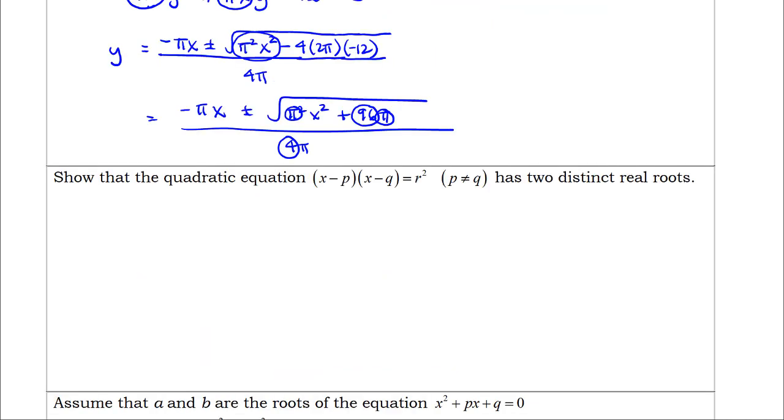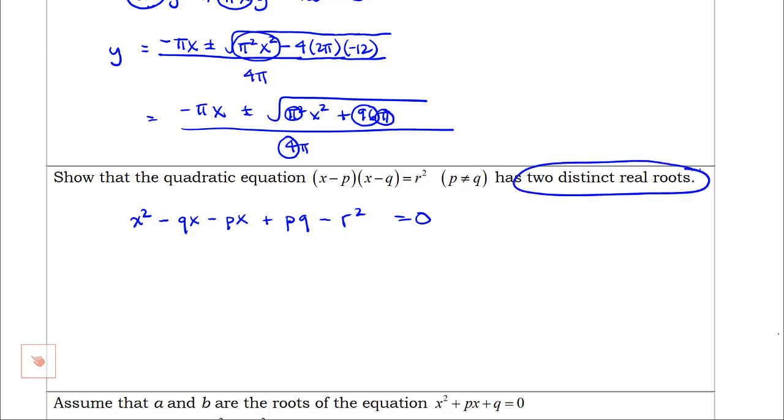So, to talk about discriminant, good. Got to multiply stuff out, correct? Yeah. So we have x squared, and we have, what is it? Minus qx minus px plus pq equals, oh, let's do this. Yeah, we might as well save a step, minus r squared equals 0. And so the thought was, two distinct real roots, that this must have something to do with discriminants. That was good too. I think you're on the right track.